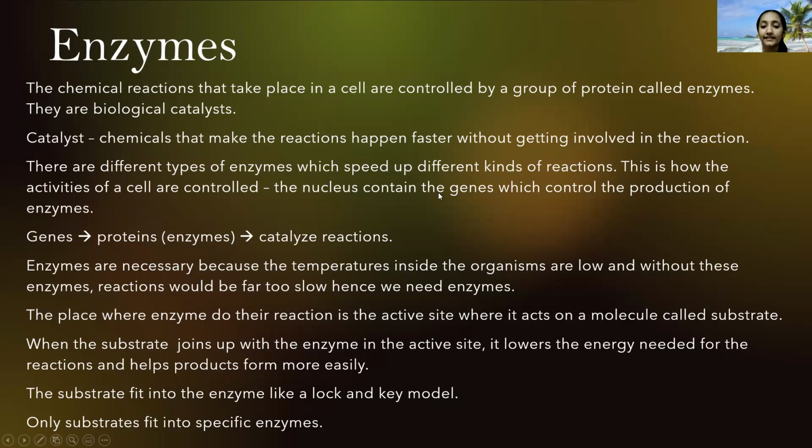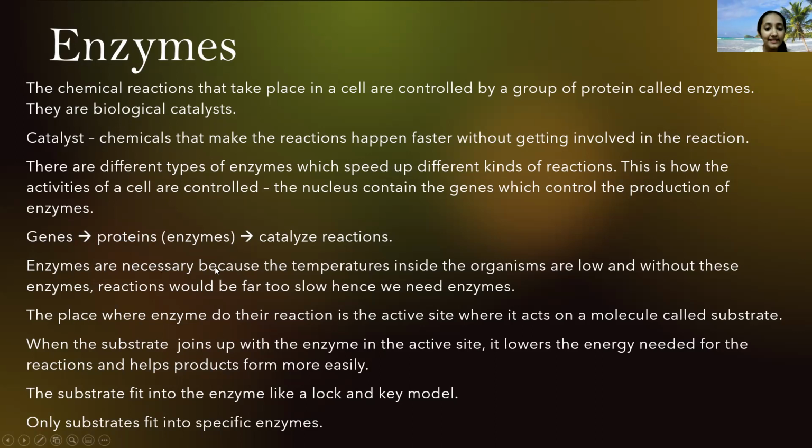The nucleus contains the genes which control the production of enzymes. So there are different kinds of enzymes which speed up different kinds of reactions, like we use certain spices for certain types of cooking dishes. Exactly the same, specific enzymes work for specific reactions. So this process is: genes go to proteins, or the enzymes, and they catalyze reactions.